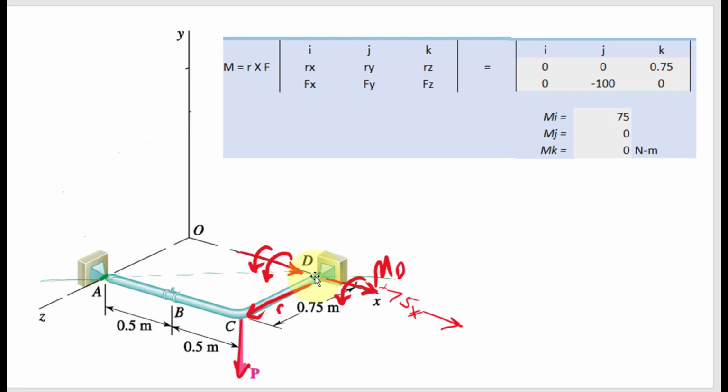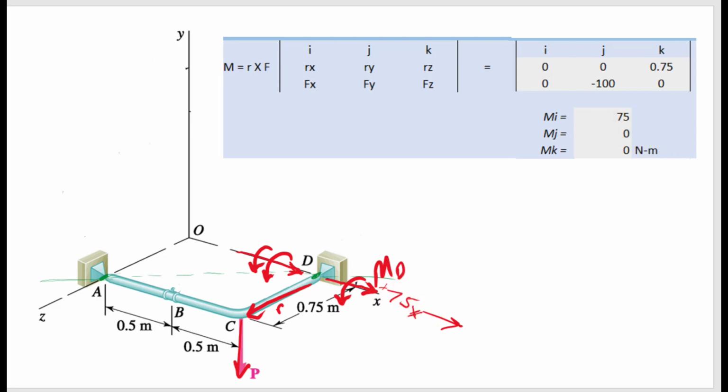So let's say I figure out the moment around point D. And if I just plug in, my position vector here is 0.75 in the K direction, and it's going out to a force, let's say 100 pounds going straight down. If I look at this moment, it is wrapping around the X direction this time. So again, use your right hand rule, curl your fingers around, and the moment is a vector along the x-axis describing that axis of rotation.